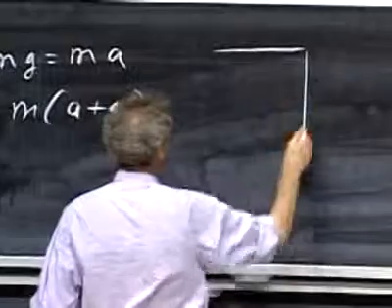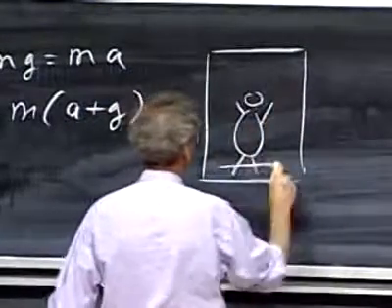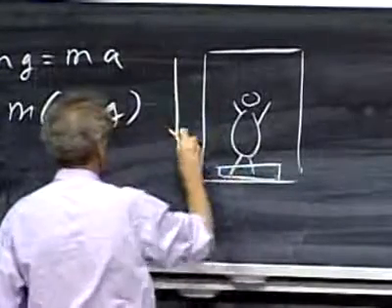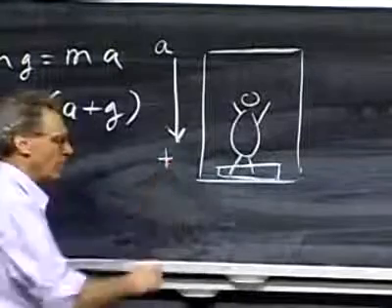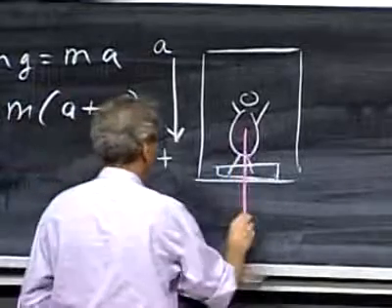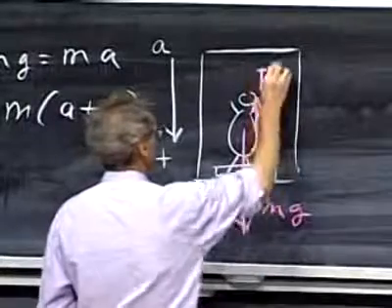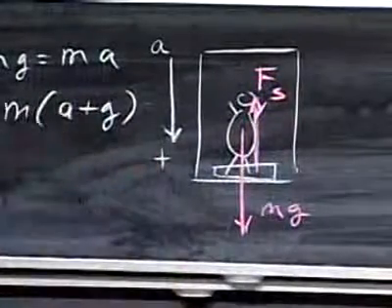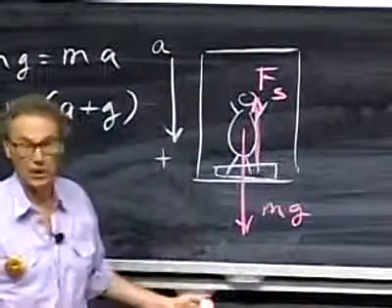That is my weight. Now, I'm going to put you in the elevator. Here you are. And I'm going to accelerate you down. This is now a. And just for my convenience, I call this now the plus direction. It doesn't really matter. So now we have here mg, that is gravity acting upon you. And now you have the force from the bathroom scale. Clearly, mg must be larger than F of s, otherwise you couldn't be accelerated downwards.